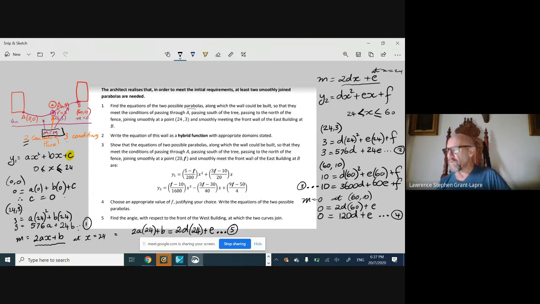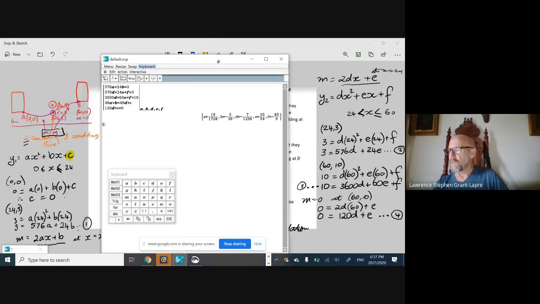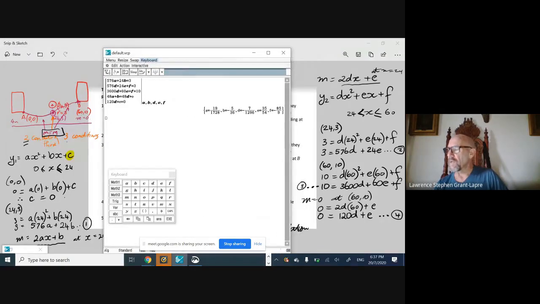Okay, I just want to now use the calculator, right? Because we've got our pen and paper equations. If we plug these five, 1, 2, 3, 4, and 5, into the calculator, I will get this condition here. Let me just move this around, get the keyboard.